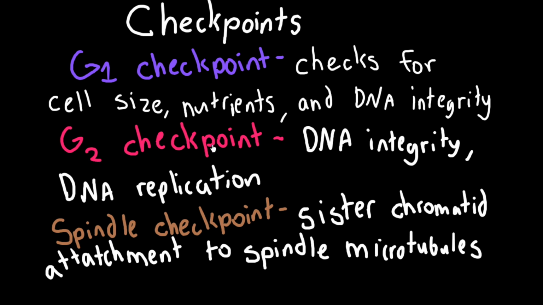The G2 checkpoint is also checking for DNA integrity, but it's also checking to make sure that DNA was replicated correctly during the S phase of interphase. And the spindle checkpoint is during mitosis, and what happens is the sister chromatids' attachment to spindle microtubules are checked. So they're making sure that the microtubules and the mitotic spindle are working correctly and attaching to the correct things.